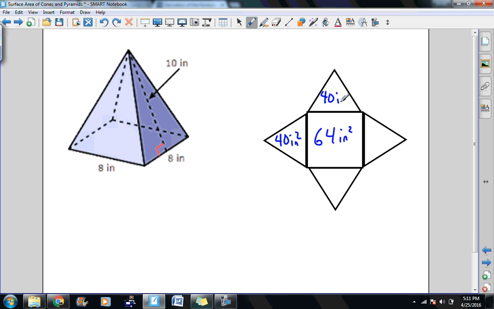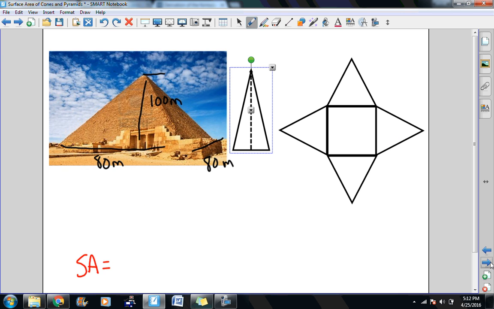Therefore, their area is going to be 8 times 10 divided by 2, which gives me 40 square inches for each of the triangles. I then simply add all of these areas up, which gives me 40 plus 40 plus 40 plus 40 is 160. 160 plus 64 is 224 square inches. And that would be the surface area of my pyramid. Definitely tougher than what we have been doing before, but not impossible either. Let's get a tiny bit trickier.